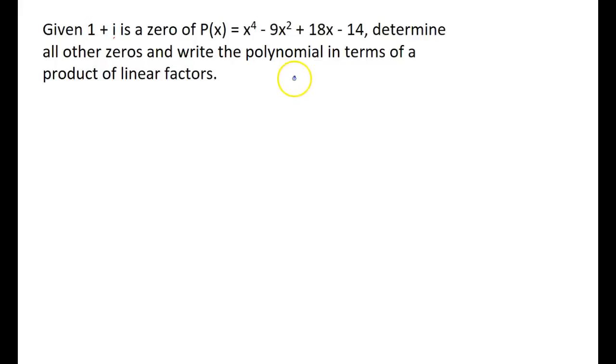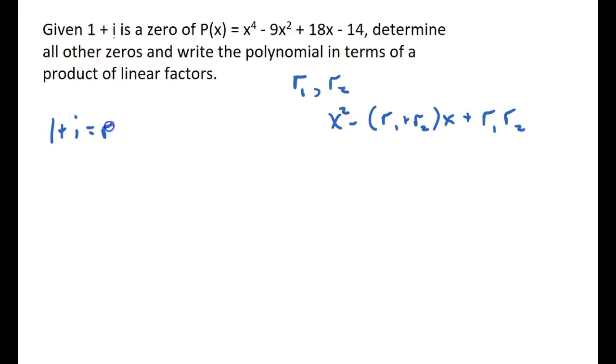If I have two zeros, R1 and R2, then the quadratic that contains those zeros is going to be x squared minus the sum times x plus the product. Okay, so I'm going to make a quadratic with 1 plus i as our first root and 1 minus i as our second root. I know that both of these are zeros of this polynomial because remember they come in conjugate pairs.